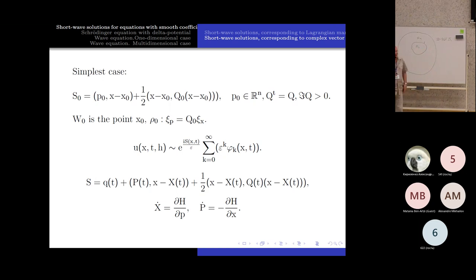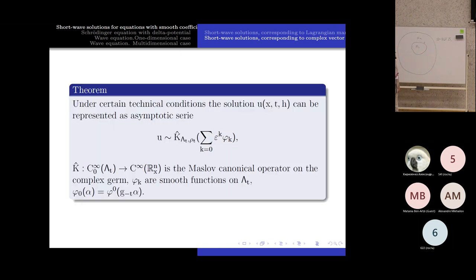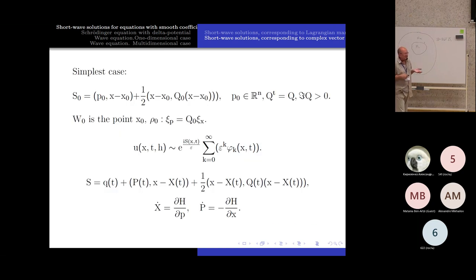Now, here is the simplest example of this analytical tool, which is written down here. In the simplest case, this analytical tool is also very simple. So let's suppose that this W naught is just a point. So we have some initial condition which is localized in a small vicinity of a point. Then the Maslov complex germ, this complex vector bundle, is just one unique complex plane which is defined by this equation. And we can choose the initial phase in this form. Here, P naught is some real vector, and X naught is also some real vector, and Q naught is some complex symmetric matrix with positive imaginary part.